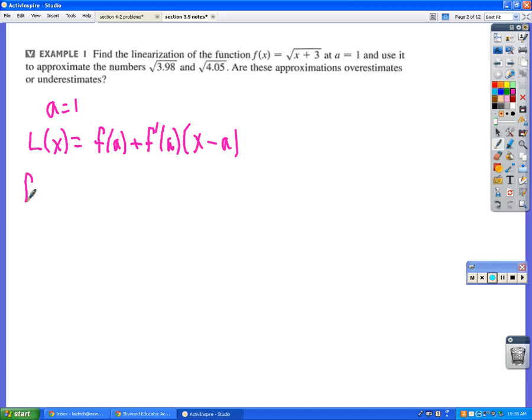So what is f of a? When a equals 1, what's f of a? I don't know. 2. Okay. What is f prime of a?